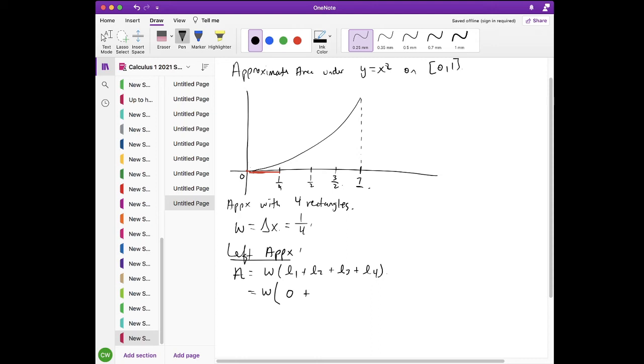Now the next one is a bit more interesting. What would the length of the first real rectangle, the second rectangle, be? And what do you plug in?